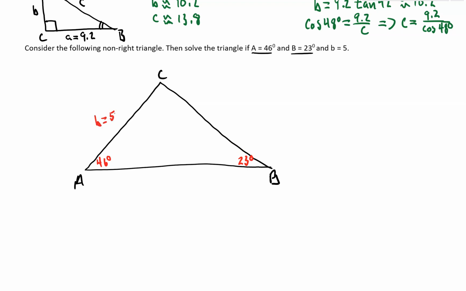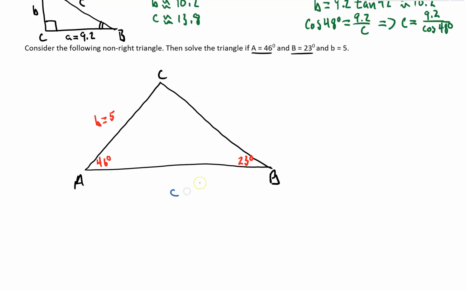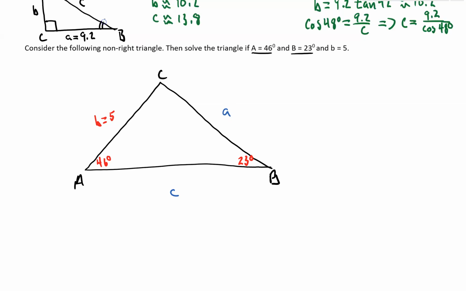So they want us to solve the triangle. Well, the obvious things we need to find are little c, so side length c, and side length a. How do we go about that? Well, same way we started the last problem. That should really be no different here. We have 3 things we need to find: angle C, which should be easy to find, side a, and side c.